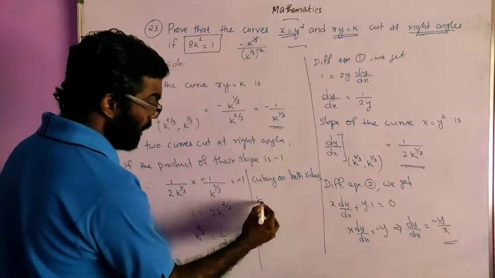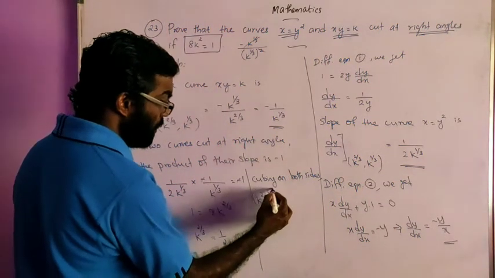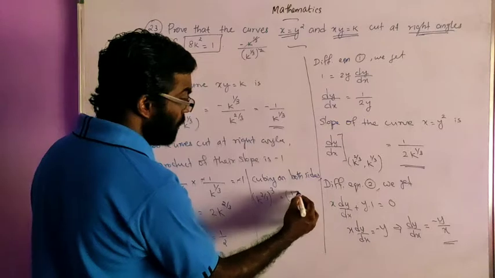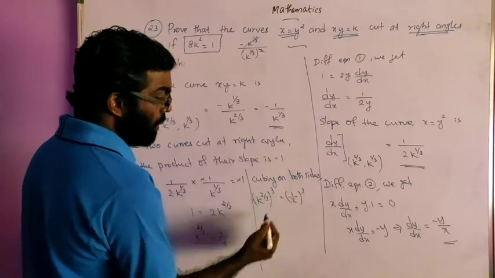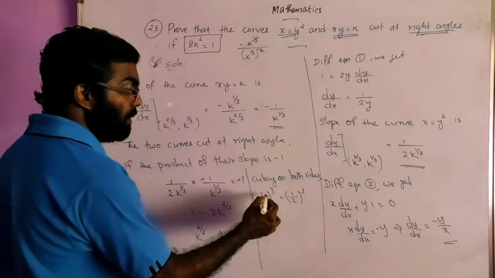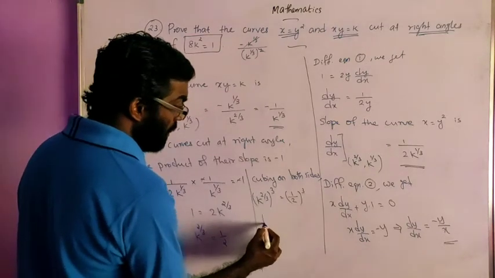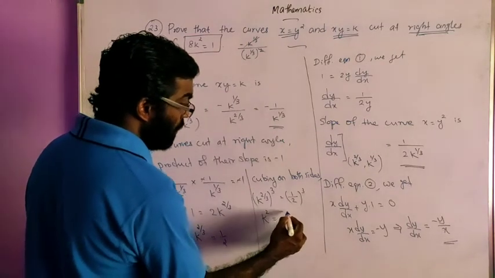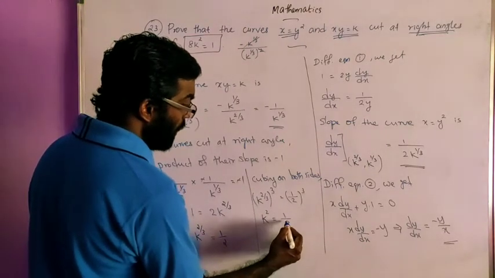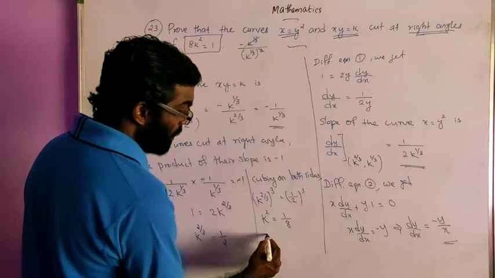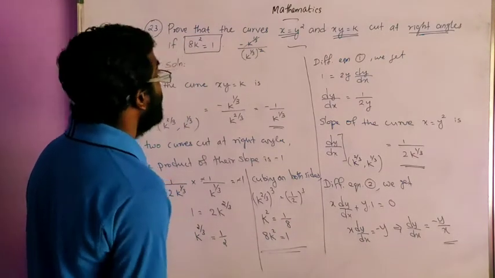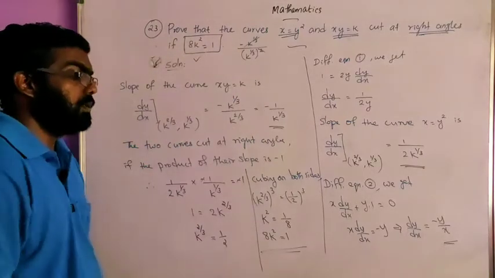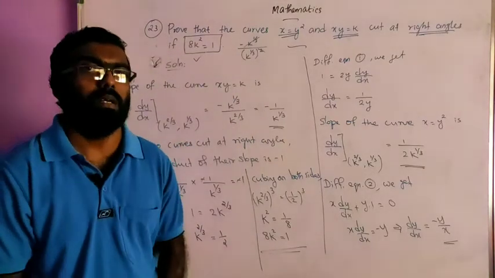And we get k raised to 2 by 3 the whole cube is equal to 1 by 2 the whole cube. This we can multiply, a raised to m the whole raised to n is a raised to mn. Therefore the number 3 cancels. We get k square is equal to 1 cube is 1, 2 cube is 8. And on cross multiplication we get 8 k square is equal to 1. That we want to prove. 8 k square is equal to 1. Understood?